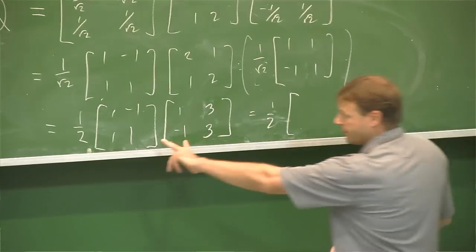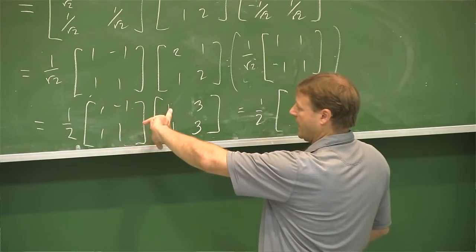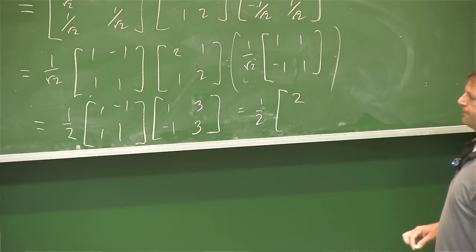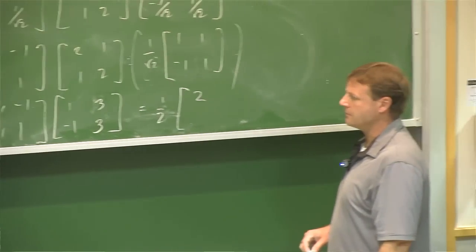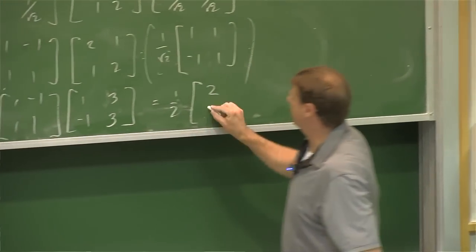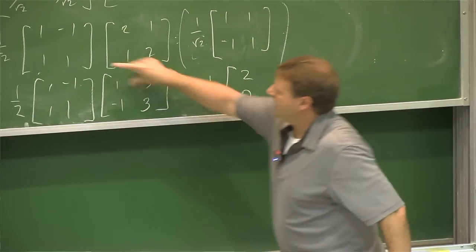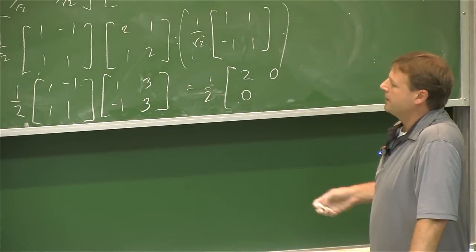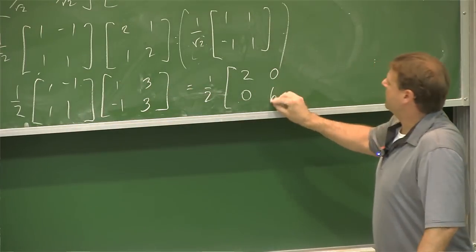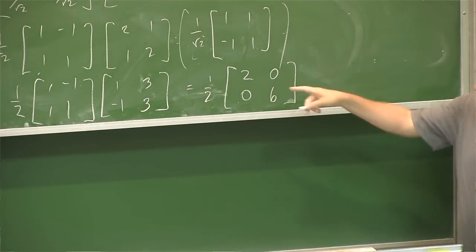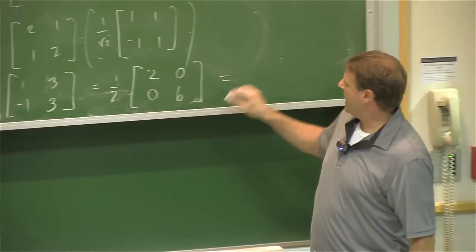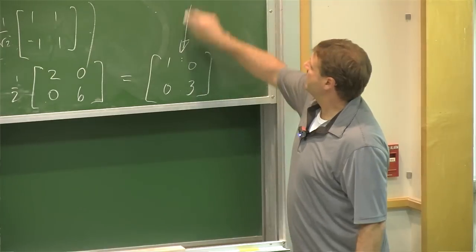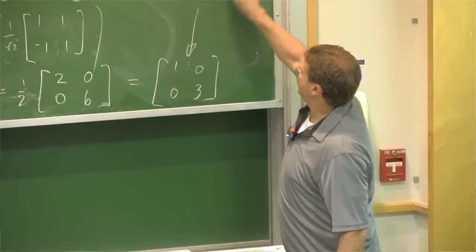Okay, now I'm going to do these two. When I multiply those two, I get 2, then I get 0, then I get 0, and then I get 6 for the last one. And so when I finish this off, what do I get when I multiply by a half? And these are the eigenvalues.